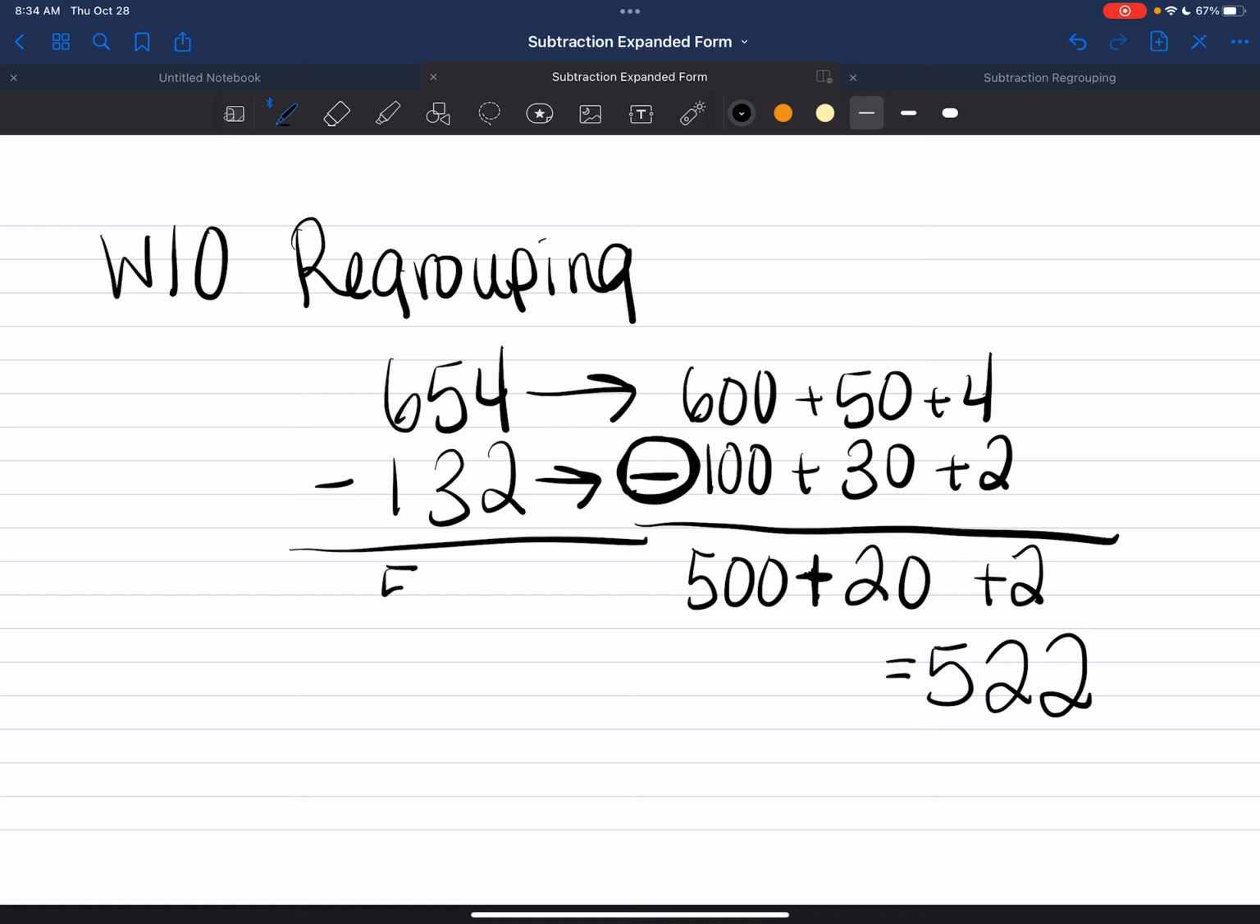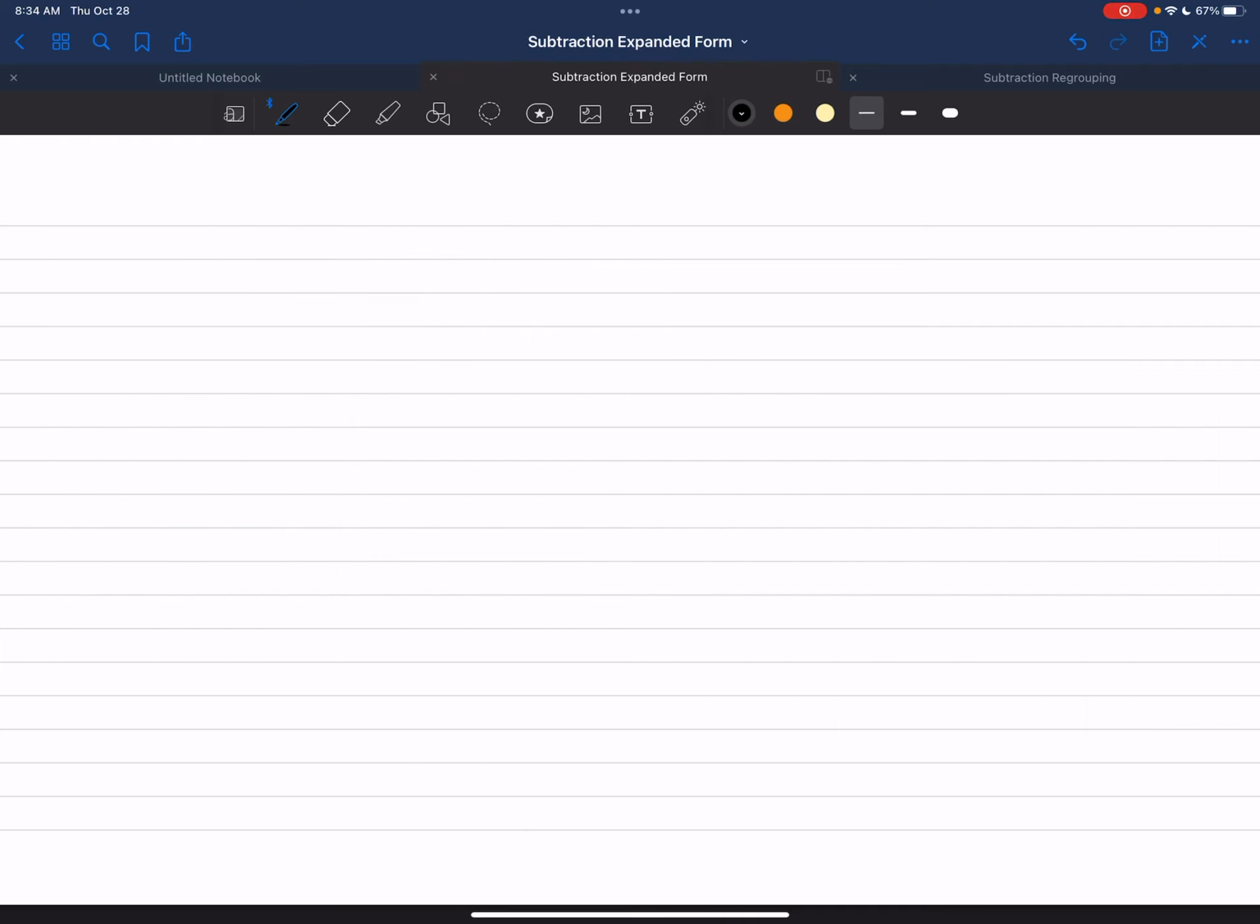This is a basic, straightforward, expanded form subtraction problem. The nice thing about expanded form is it really explains to students what's happening when you move into the regrouping, why the number is the value of 10 instead of just a 1. It explains that to them. Let's look at a problem where we have some regrouping.